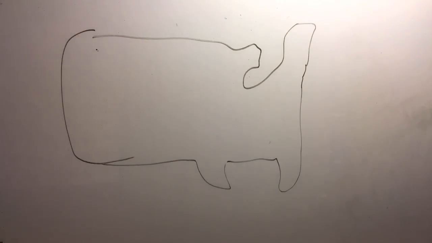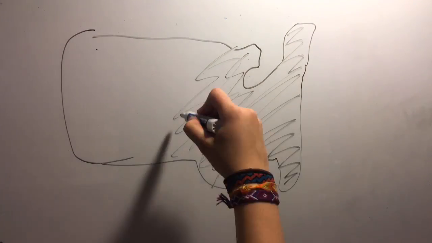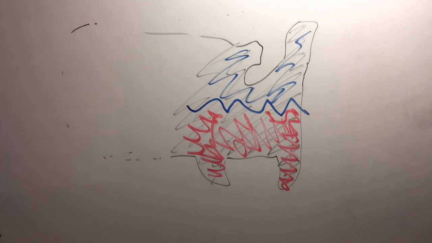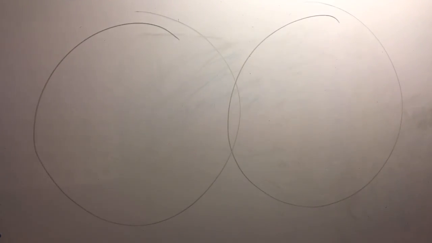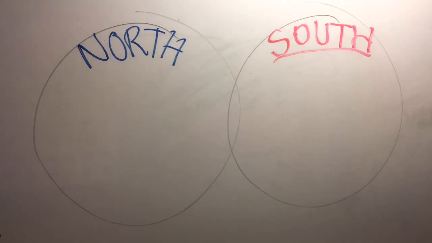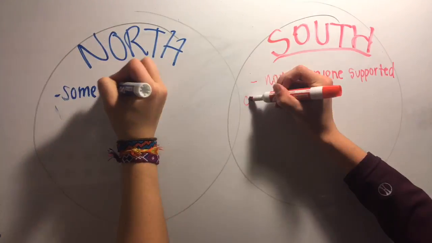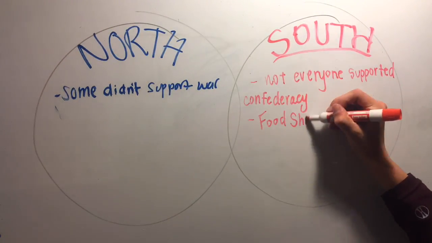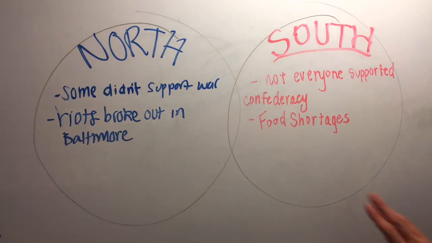Opinions about the war in the North and the South differed. Many Southerners didn't support the war, and though many were in favor in the South, there was a large group who did not support the Confederacy. Outbreak of war led to riots in Baltimore and food shortages in many southern states. Also, the first draft was implemented on both sides to recruit soldiers.